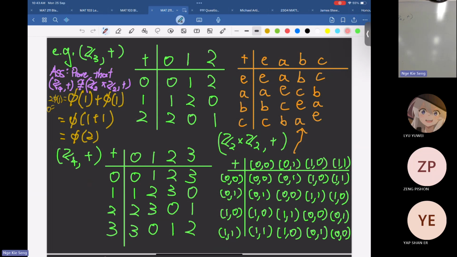Okay. So what are the elements here? Z2 cross Z2 is a product set, right? And then you only have 0 and 1 here. So you have (0,0), (1,0), (0,1), and (1,1). And then you can try and add them together using this table here.